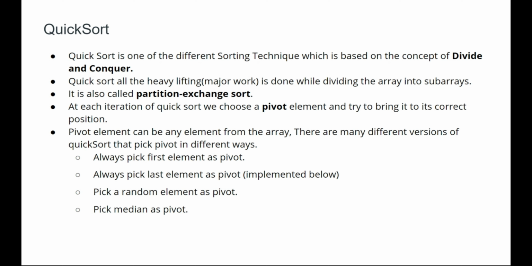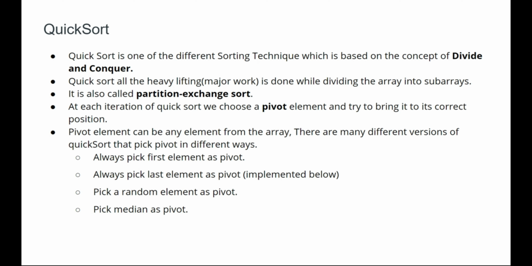In quicksort, all the heavy lifting, or sorting of huge arrays, is done by dividing the array into subarrays. The unique thing about quicksort is that it works by selecting a pivot element from the array and partitioning the other elements into subarrays according to whether they are lesser than or greater than the pivot. For this reason, it is sometimes called partition exchange sort.